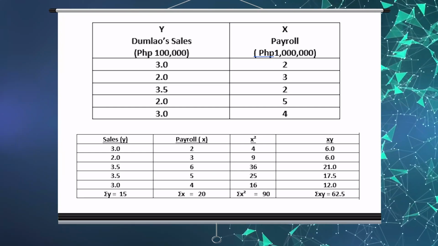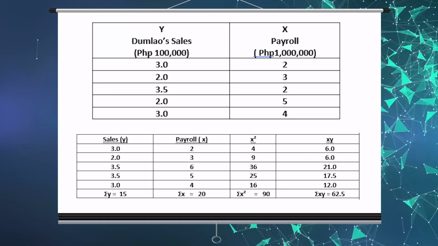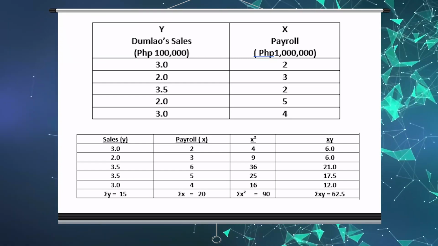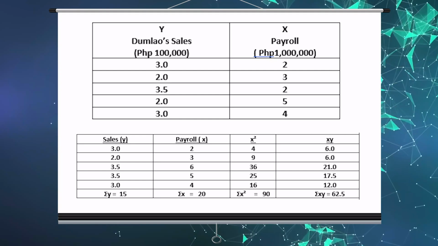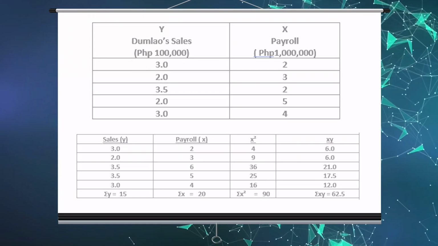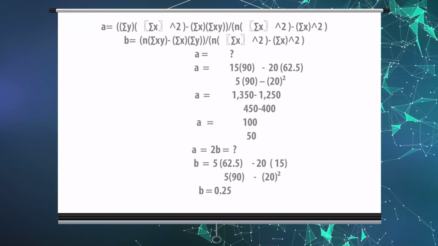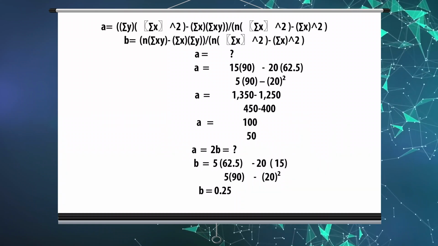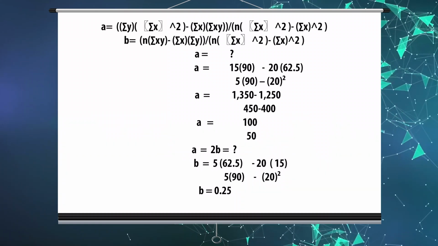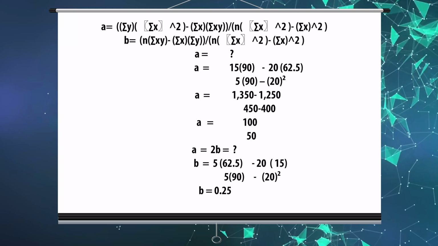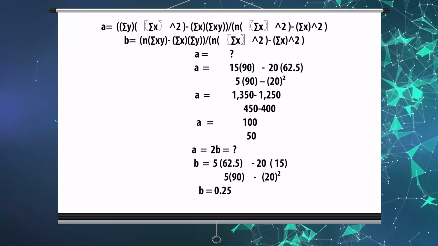And the summation of x to the power of 2 is equal to 90. And the summation of x times y is 62.5. Applying the formula for a and b and substituting the different values, we are able to get a equal to 100 over 50.